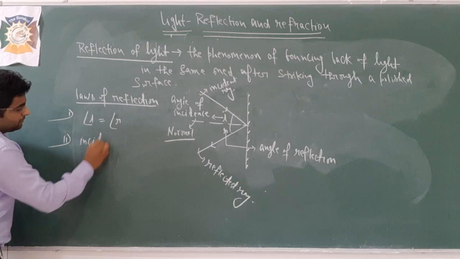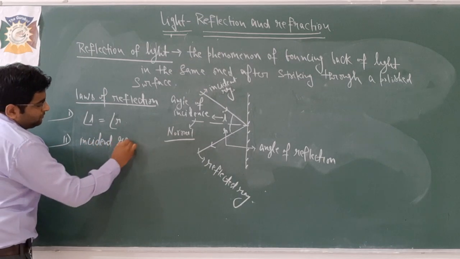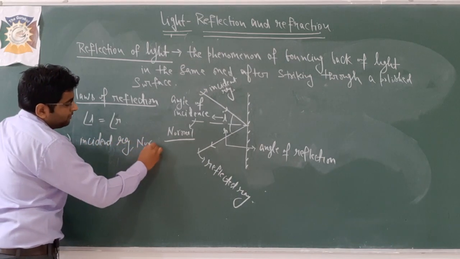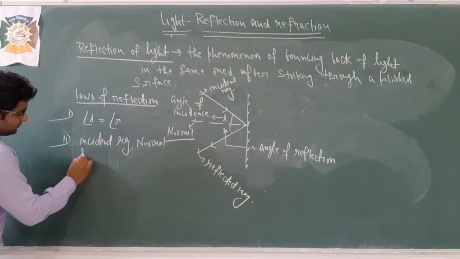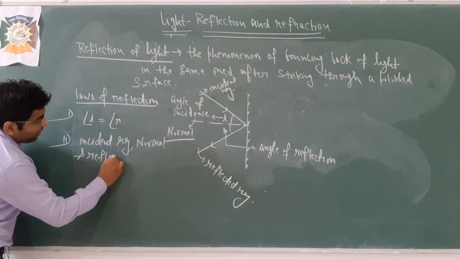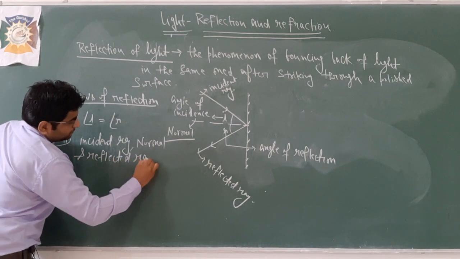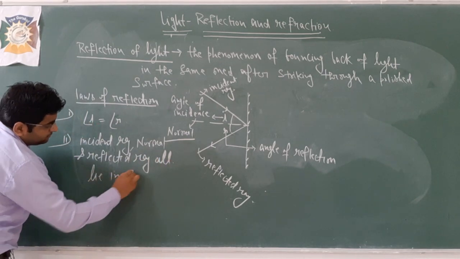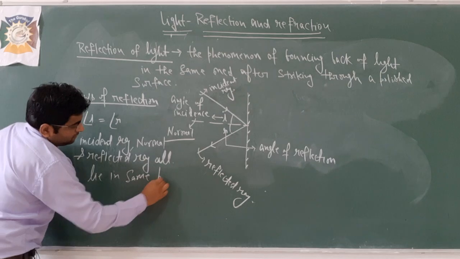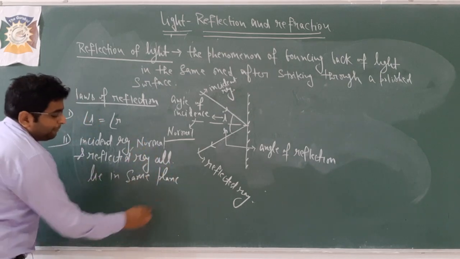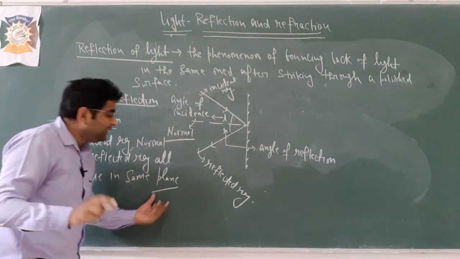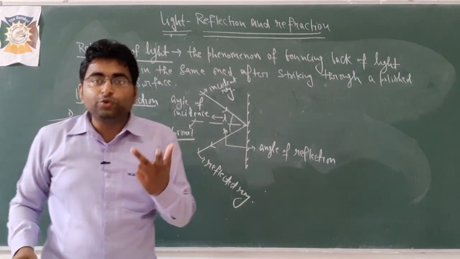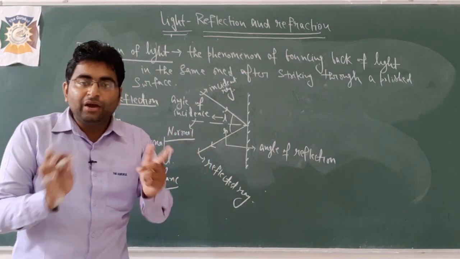the incident ray, normal, and reflected ray all lie in the same plane. But first of all, you should know the meaning of a plane. Plane means two axes, like the xy plane, yz plane.